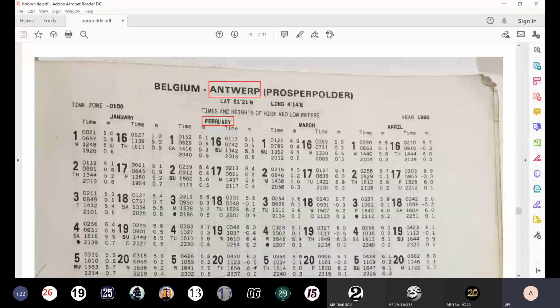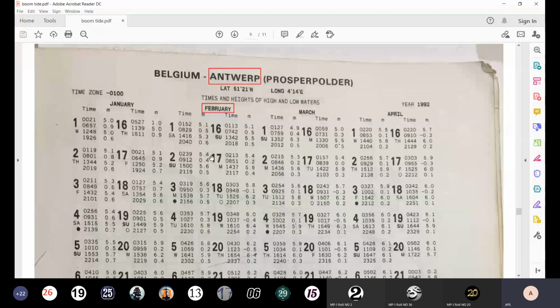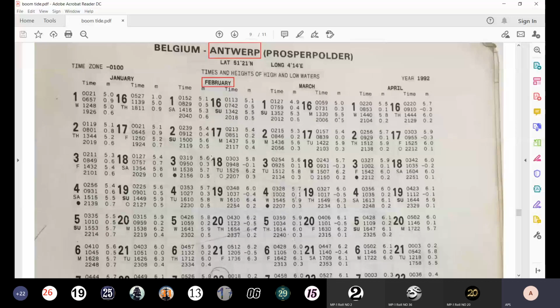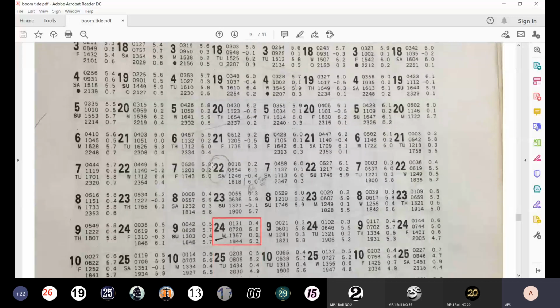February and 24th. So 24th February is Monday and they have given the time of low water, height of low water, time of high water, height of high water. So low water, high water, low water, high water, time and height. Just write down this data on one side of the page. This is for standard port, Antwerp.